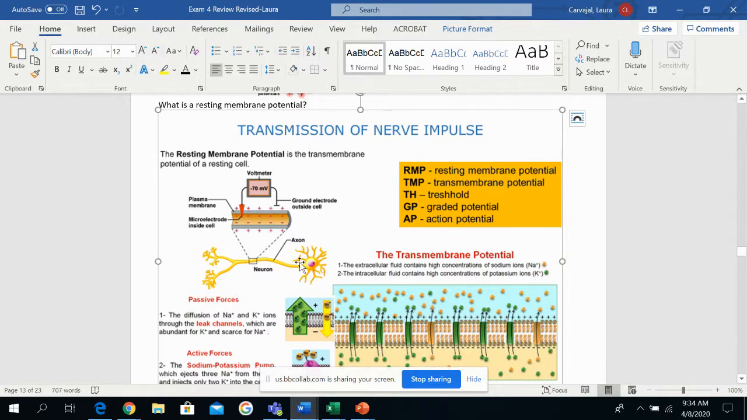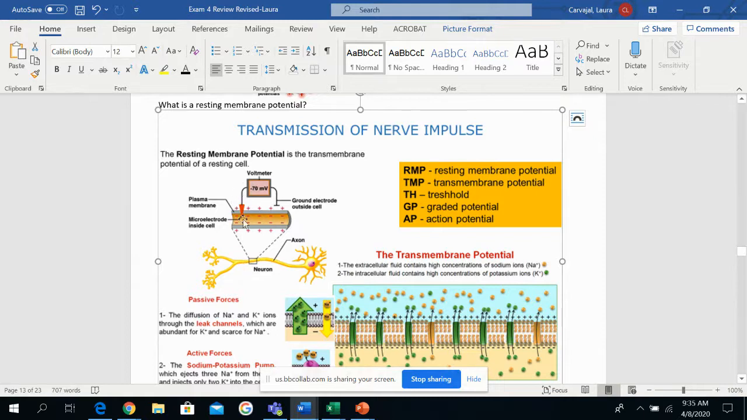So we have channels that allow for the diffusion of sodium and potassium. These channels are always open. They're called leaky channels because they kind of leak sodium and potassium, like a halfway open faucet with the drops. It's leaking. So we have an influx of sodium rushing into the cell. From this resting membrane potential of negative 70, it goes up to something like negative 50, which is more positive than what we had initially.